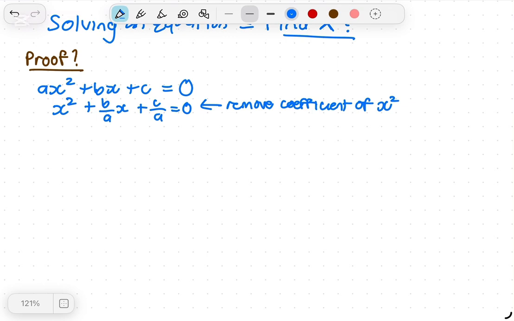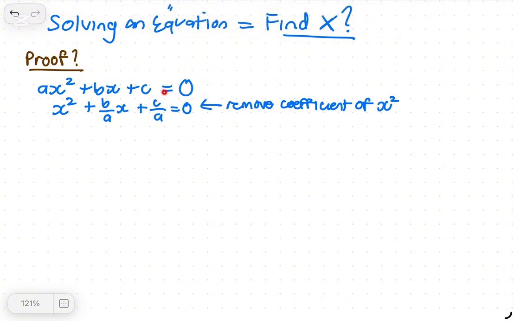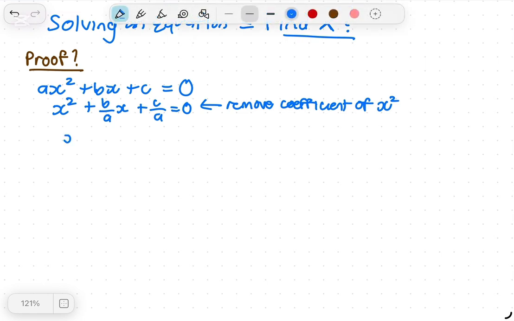And next up, after removing the coefficient from x squared, let's bring the constant term to the right hand side. And from there we get x squared plus b over a x equals negative c over a. All we are doing is bringing the constant term to the other side. Now, we want to get x on the left hand side equals to a certain value. So how do we do that?